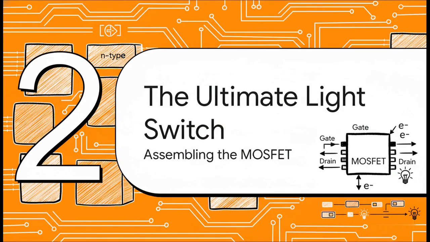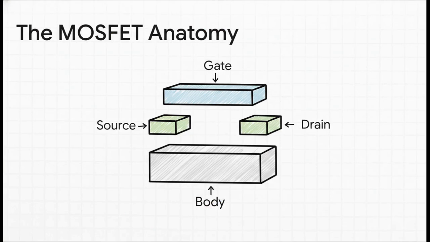All right, let's move on to section 2. Now that we have our specially made N-type and P-type silicon, we can finally assemble the single most important component in all of modern electronics, the transistor. And specifically, we're talking about the MOSFET. Now, a MOSFET has 4 essential parts. You've got the source, which is where the electrons come from. You've got the drain, that's where they want to go. There's the body, that's just the silicon base it's all built on. And then, most importantly, you have the gate. The gate is the control knob, it's the whole magic trick.